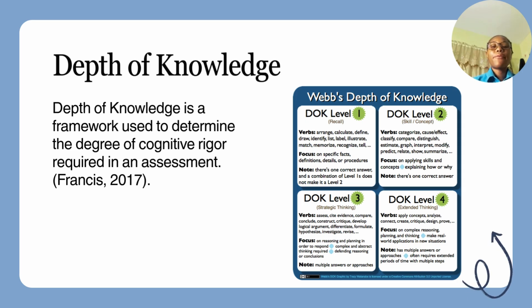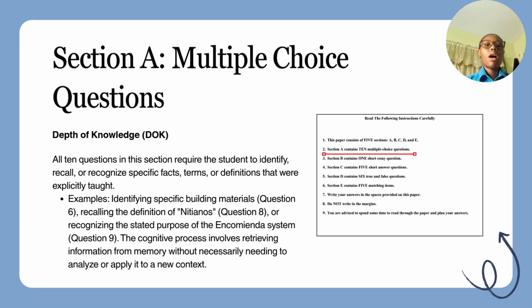So a depth of knowledge is a framework used to determine the degree of cognitive rigor required in an assessment according to Francis 2017. All 10 questions in this section require the student to identify, recall, or recognize specific facts, terms, or definitions that were explicitly taught. For example, identifying specific building materials from question 6, recalling the definition of the Nitianos, question 8, or recognizing the stated purpose of the encomienda system, question 9. The cognitive process involves retrieving information from memory without necessarily needing to analyze or apply it to a new context.